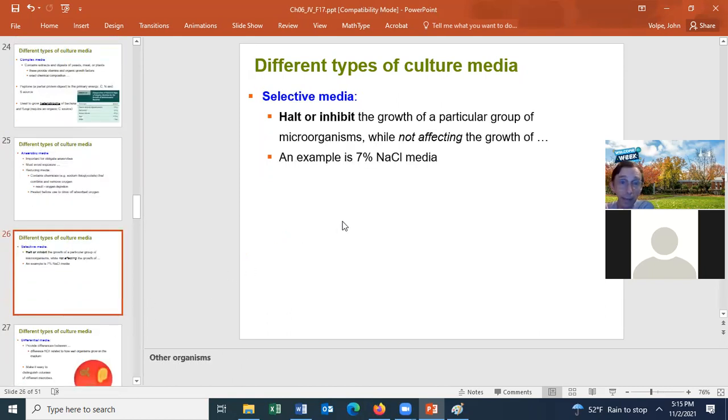There are also selective media. These are media that will halt or inhibit the growth of a particular group of microorganisms. Other organisms may grow in the media. An example is 7% sodium chloride media. It is selective for organisms that can grow in 7% sodium chloride. Most organisms do not grow above 2% sodium chloride. And so only halophiles, meaning salt lovers, can grow in this media. Any question about any of that?